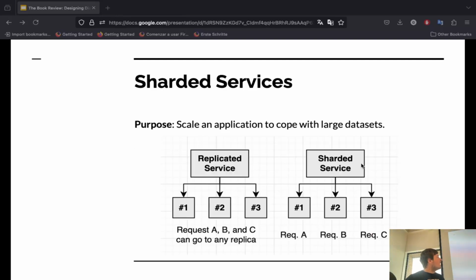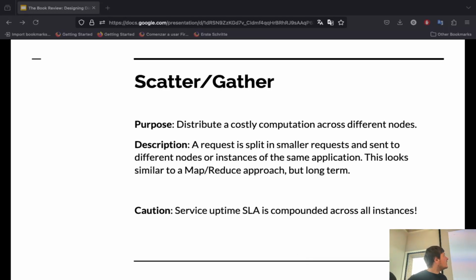In this case, we can see a replicated service where we have 3 instances, and any request A, B, and C can go to any replica. But whenever we have a sharded service, request A can only go to 1, request B can only go to 2, and request C can only go to 3. So that's basically the difference.